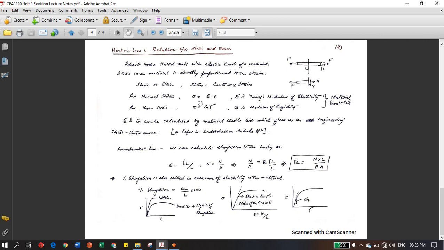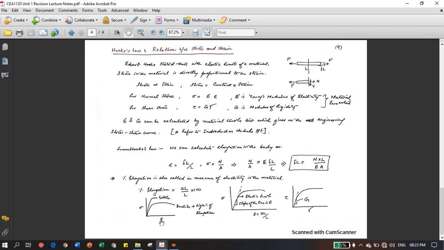E is the Young's modulus of elasticity, and this is a material constant. For shear stress, we have the same expression: shear stress is equal to G, the modulus of rigidity, times shear strain. So how can we calculate E and G? These are material parameters that you have to calculate by plotting a stress-strain curve.